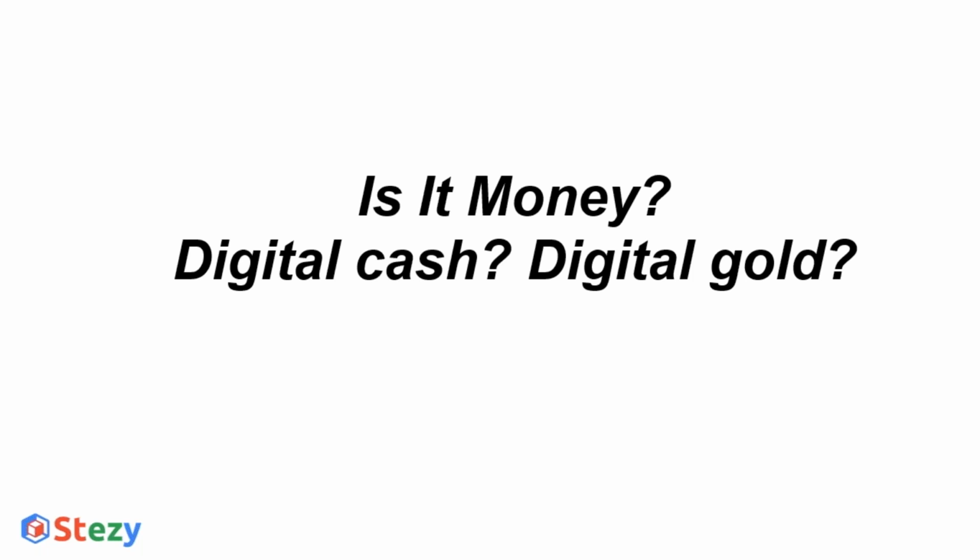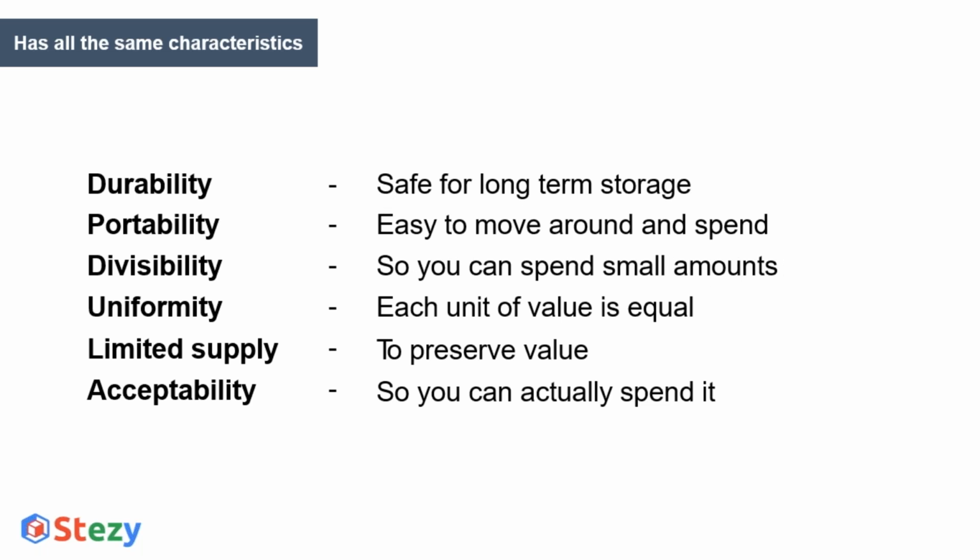So is it money, digital cash, or digital gold? What are the characteristics we have for the blockchain? One is it is durable, because it is safe for long-term storage. I'm talking about the crypto part. It is portable and easy to move around. You can transfer between multiple partners. It is divisible. It has uniformity. It has a limited supply.